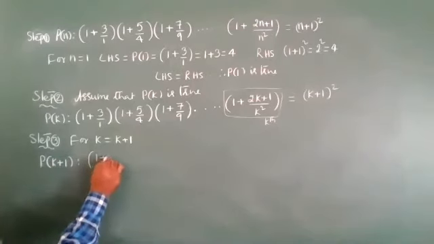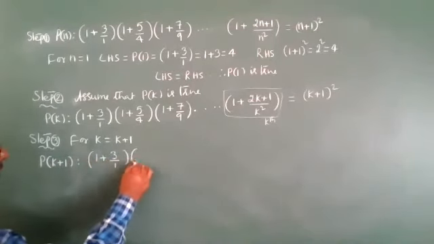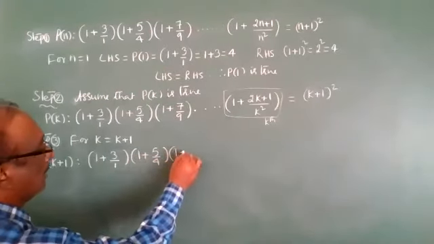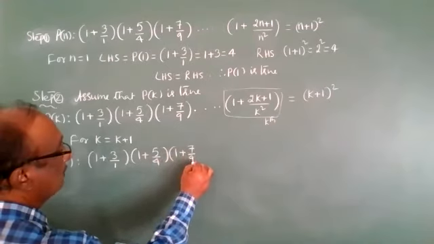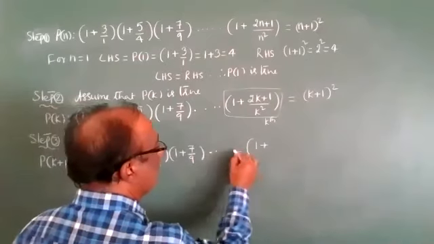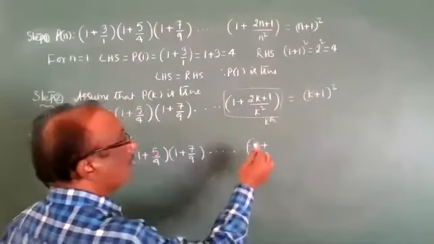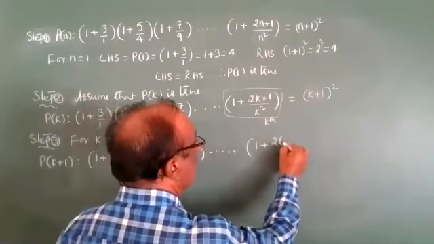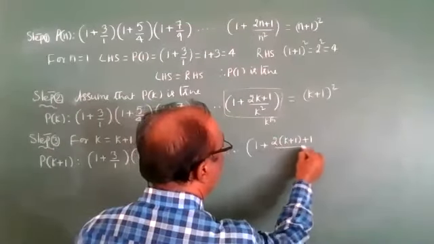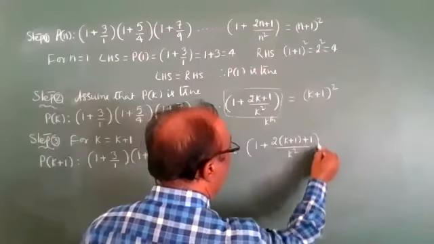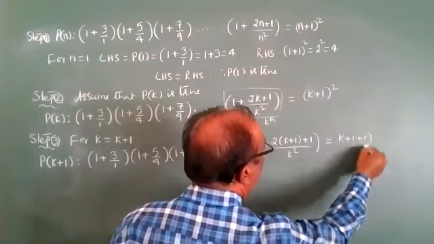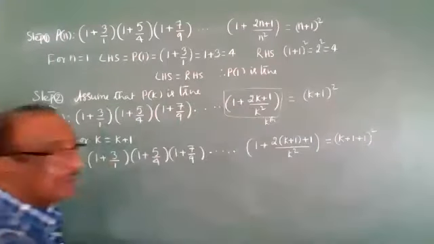First bracket 1 plus 3 by 1, second bracket 1 plus 5 by 4, third bracket 1 plus 7 by 9, dotted, dotted, 1 plus (2 times (k plus 1) plus 1) upon k square, bracket close, is equal to (k plus 1 plus 1) whole square.